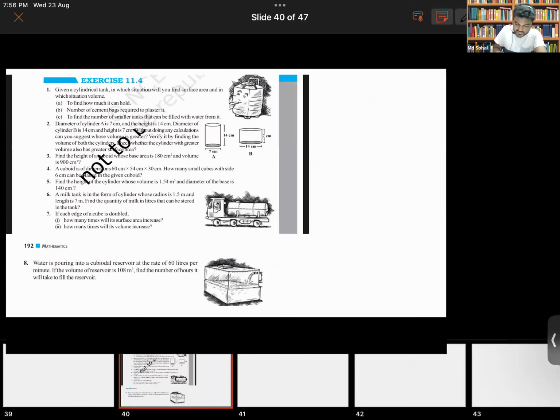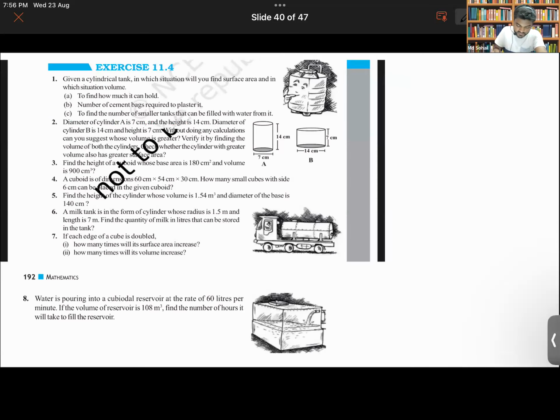So question number 6, we were solving. First write the values that are given in the question. Radius is 1.5 meter. Length is 7 meter. You need to find the volume in liter. Would you guys like to give it a try or shall I solve this? I will try. Okay, Arhan, give it a try. I've already got the answer. 49,500 liters. Very good. Yeah, good.